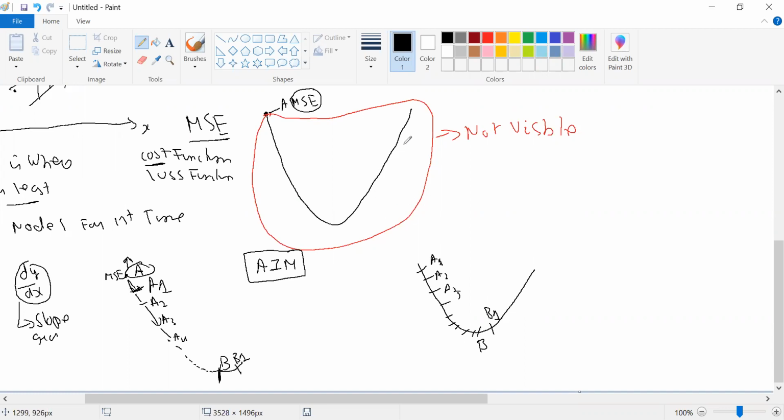So this is known as your cost function. And what did I use? I used my gradient descent. So gradient descent is an, isko note down karo. Gradient descent is an optimization algorithm.